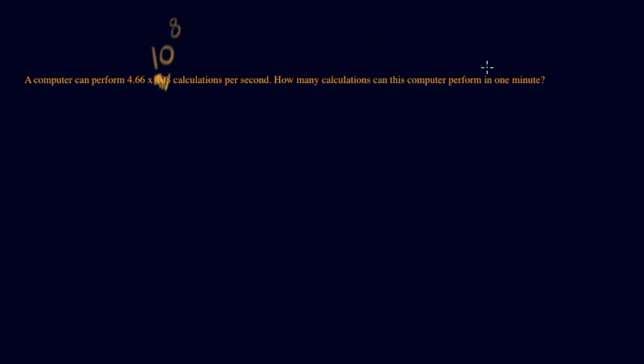How many calculations can this computer perform in 1 minute? I'm going to change that to seconds. So 1 minute, of course, is 60 seconds. The reason I want to do that is because we're already in seconds here. You want to keep everything nice and easy. Easy peasy. So if a computer can do all of those things in 1 second, how many can it do in 60? Well, hopefully you're saying, I got to go and multiply those.